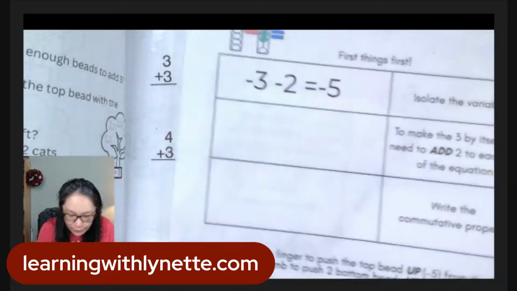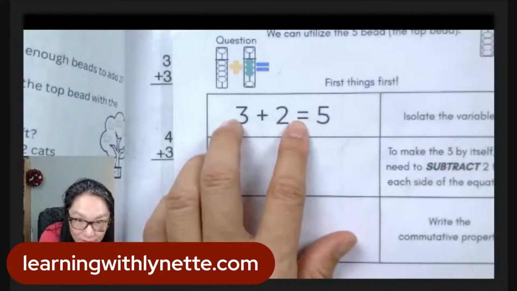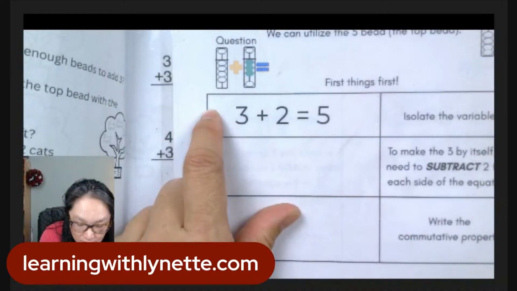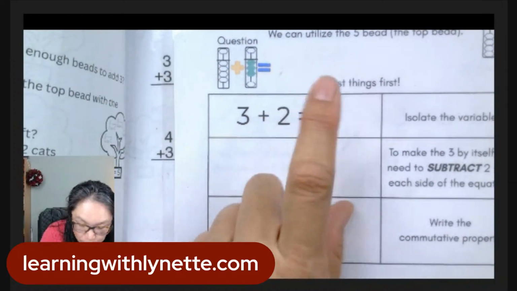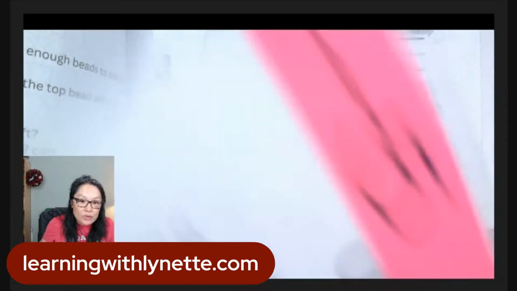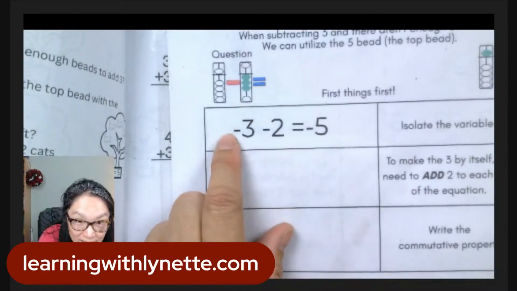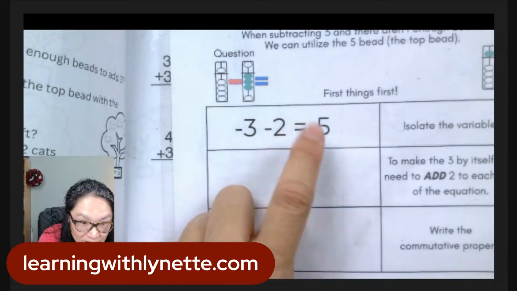But we did the adding. Notice we do the adding, right? If you imagine there's a plus here, plus 3 plus 2 equals plus 5. But now what we're going to do is we're going to minus. To do the minus, it's minus 3, minus 5, minus 2, minus 5.